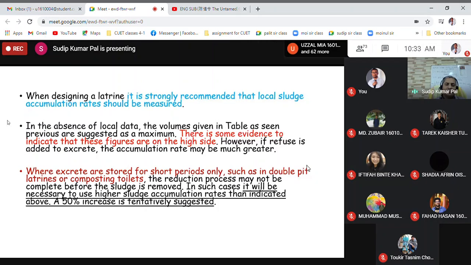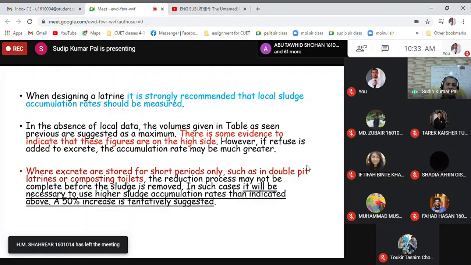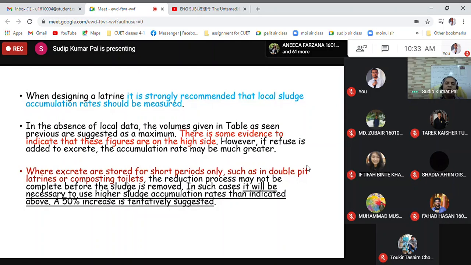Where excreta are stored for a short period only, such as in double pit latrines or composting latrines, this means that if you design your latrine for 1 to 3 years or 5 years period, in some cases complete digestion or complete decomposition may not take place. In that case, it is necessary to increase the amount by some factor. So a 50% increase in sludge accumulation rate is tentatively suggested. So it varies. It's a kind of thumb rule. Some people prefer to give 30% increment, some people prefer to give 3%.